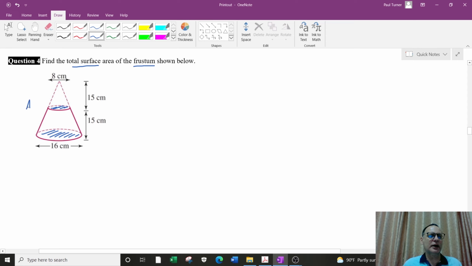So call this area 1. This can be area 2, the bottom circle. The area 1 is pi r squared, which is pi times 4 squared, because this length is 8, so the radius is 4. And area 2 is also pi r squared, pi times, in this case, the radius is 8 squared.